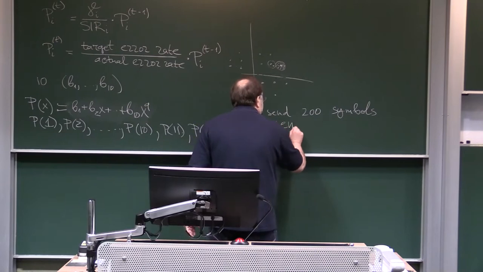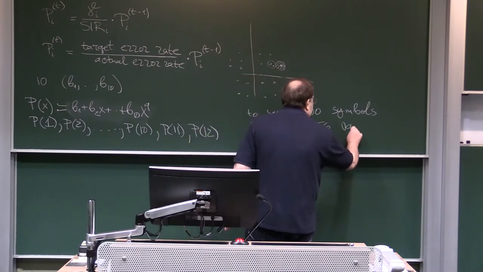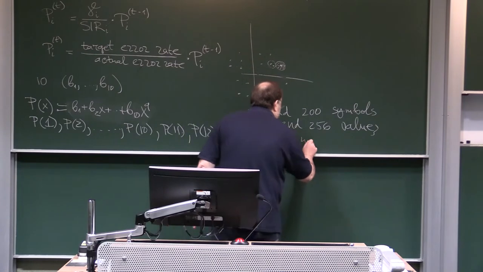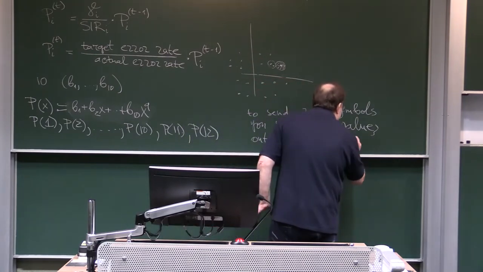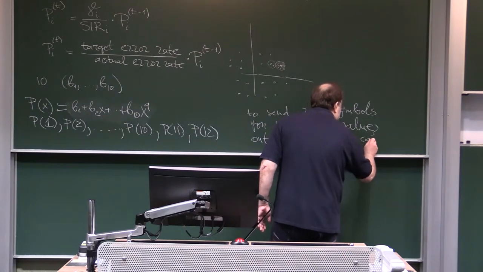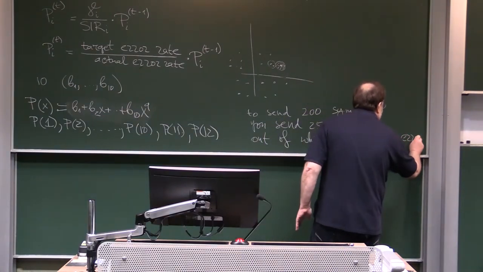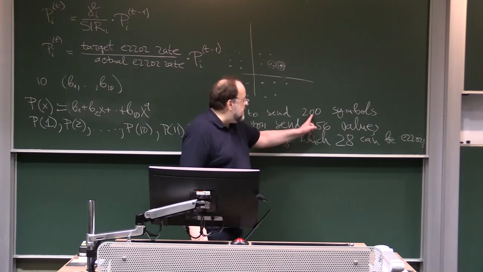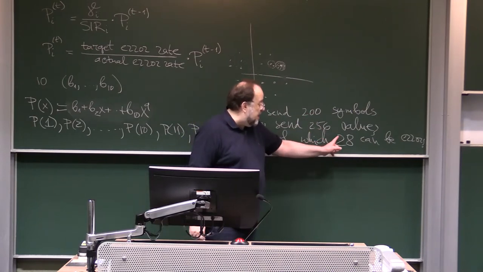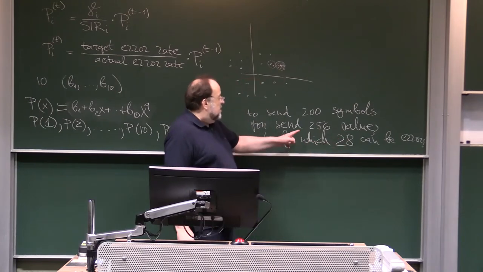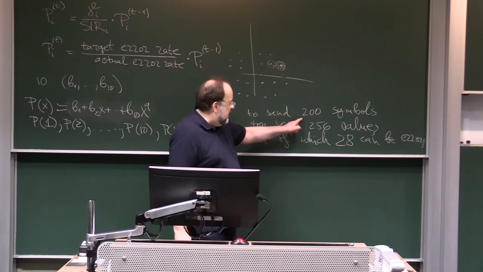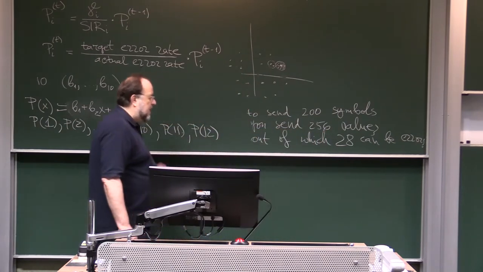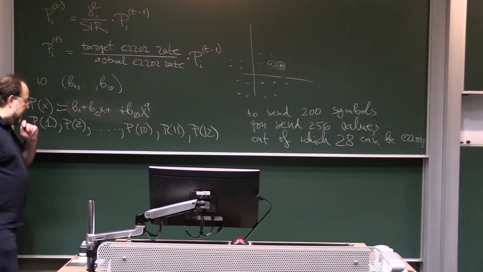You send 256 values, out of which 28 can be erroneous. So the overhead is relatively small, even though you can afford a large number of errors, 28 errors, so more than 10% of the symbols that you want to send. The overhead is relatively small, allowing you... we will come back to this.